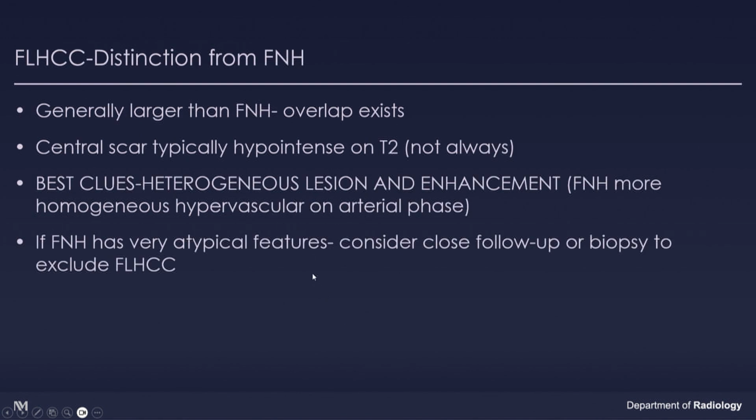How do you distinguish them? Well, generally, fibrolamellars are larger, although there can be overlap. The central scar, as we talked about, typically is hypointense on T2, but not always, as I showed you. But in my opinion, the best clues are that if you see a heterogeneous lesion with heterogeneous enhancement, as opposed to the FNH that look pretty classic and homogeneously enhancing, then it's going to be an FNH. But if FNH has atypical, worrisome features, then you need to consider either close follow-up or a biopsy to exclude fibrolamellar. And this is fairly uncommon, obviously.